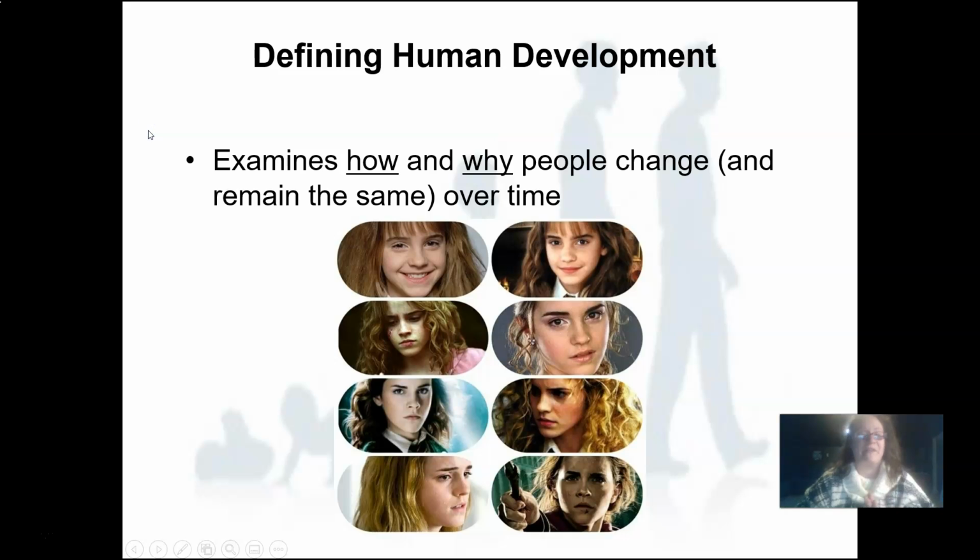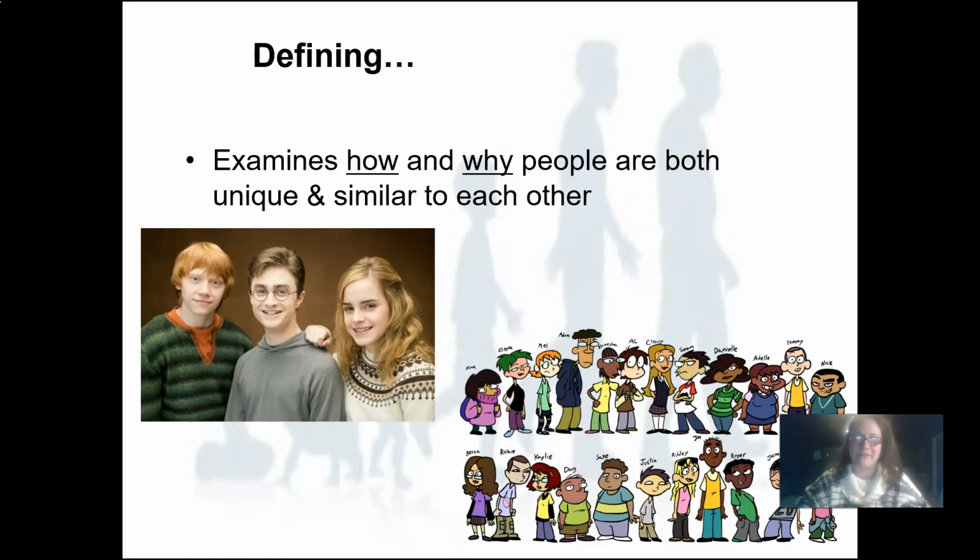So defining human development, the first thing we have to start with is our definitions, and one of the big parts of developmental psychology is that it examines how and why people change and remain the same over time. A lot of people think about the change piece, but people often forget that we often remain the same in many ways across our lifespan. So we'll look at both of those components in developmental psych, and then how and why people are unique and similar to each other.